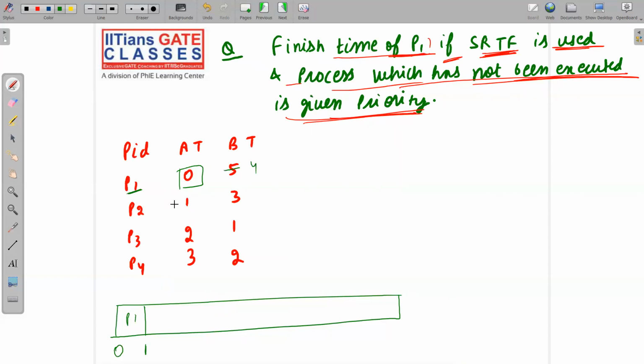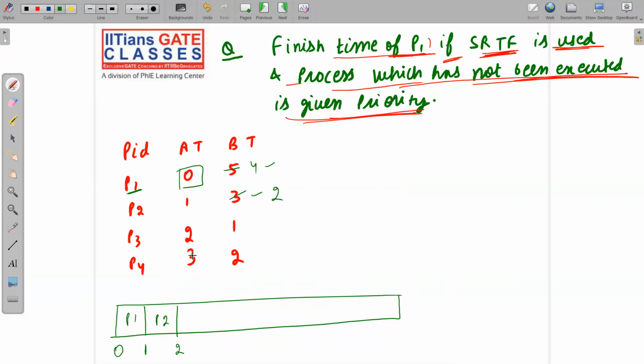At time 1, P2 arrives in the system and its remaining time is 3. P1's remaining time is 4, P2's remaining time is 3. Which is less? P2's remaining time is less, so P2 will be executed. Till what time? At time 2, a new process is coming into the picture. So P2 will be executed till time 2, and its remaining time will be 2.